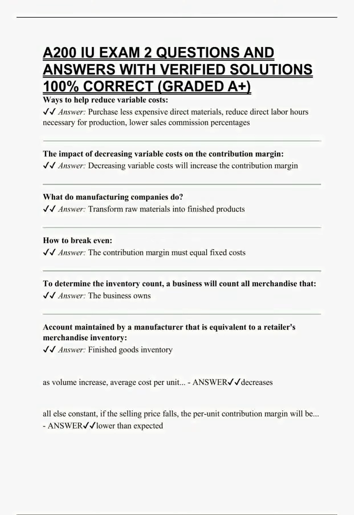What do manufacturing companies do? Answer: Transform raw materials into finished products. How to break even? Answer: The contribution margin must equal fixed costs.